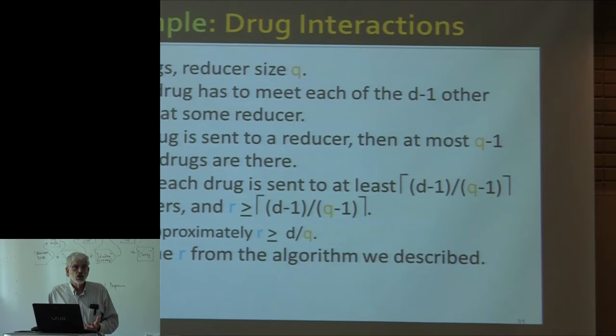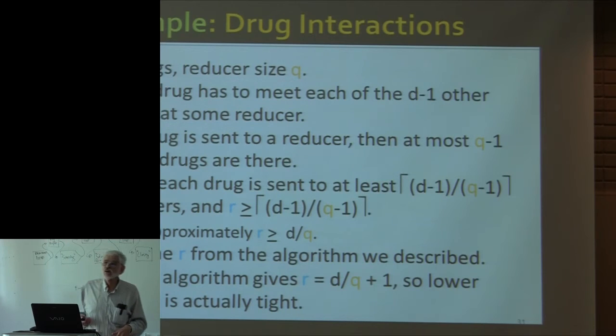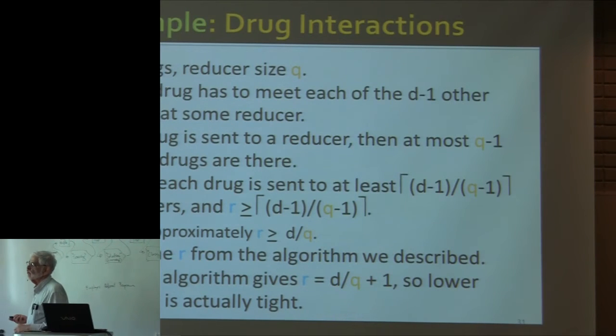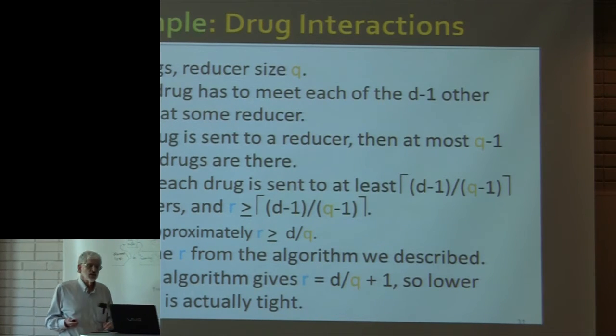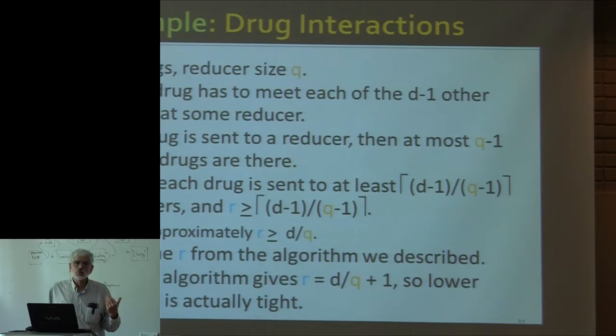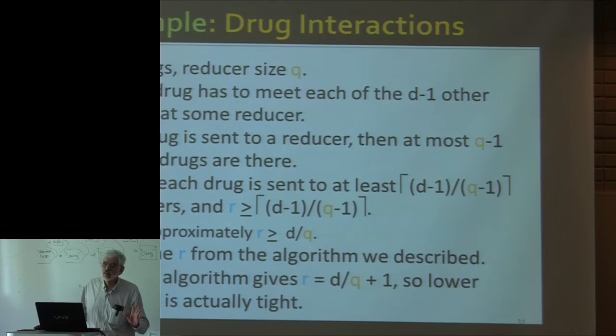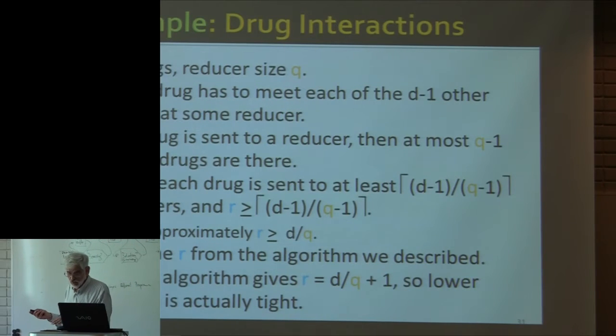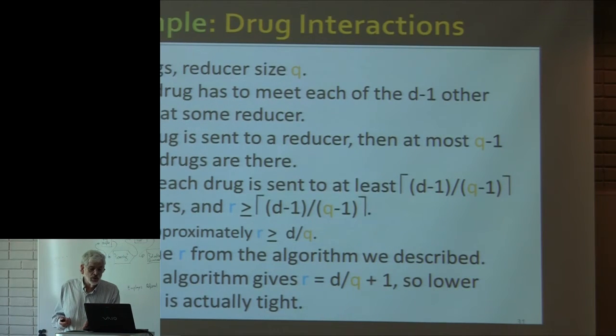So then the question is, what's wrong? Is my lower bound not strong enough, or is there a better algorithm? Well, it turns out that there is actually a better algorithm. You can get rid of that factor of 2; R equals D over Q plus 1 is achievable. I'm not going to go into that. It's, in fact, a complicated algorithm that nobody would bother to implement, but it does exist.